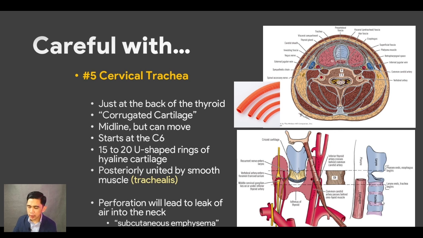Now, if you damage it, for example, if you cut through it, when one breathes, air will leak out into your neck, and you will have air pockets in your neck. We call it subcutaneous emphysema. You can feel air here. There is a leak in the trachea. So, in order to avoid that, we need to know that the thyroid is just very intimate in front of the trachea.